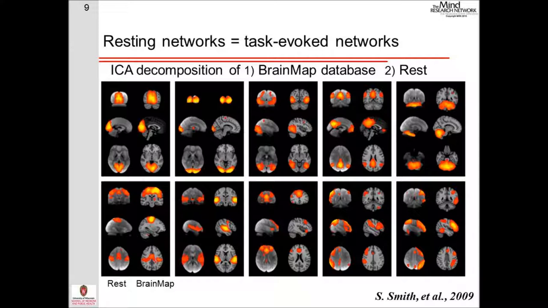And sure enough, you get very similar-looking networks when you're looking at task data from this BrainMap database or from resting state data. So this is really encouraging. First, it tells us that resting state functional connectivity is real, and is actually telling us about functionally relevant networks. It also shows that pretty much all the things that we have been able to see with the gamut of functional tasks that we've looked at, at least those that have been submitted to the BrainMap database, we can also see with resting state data.